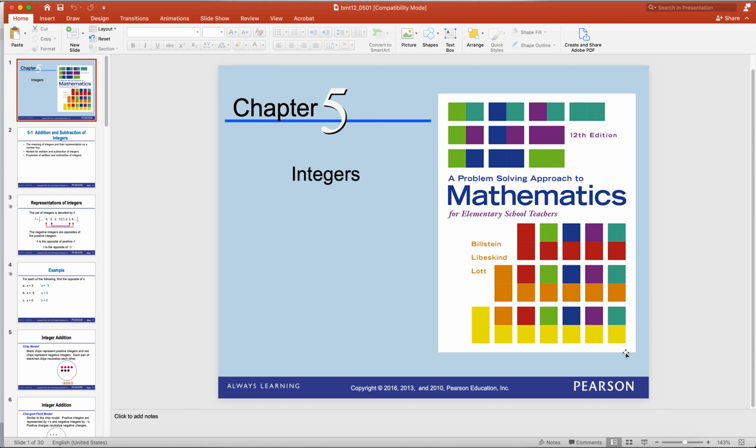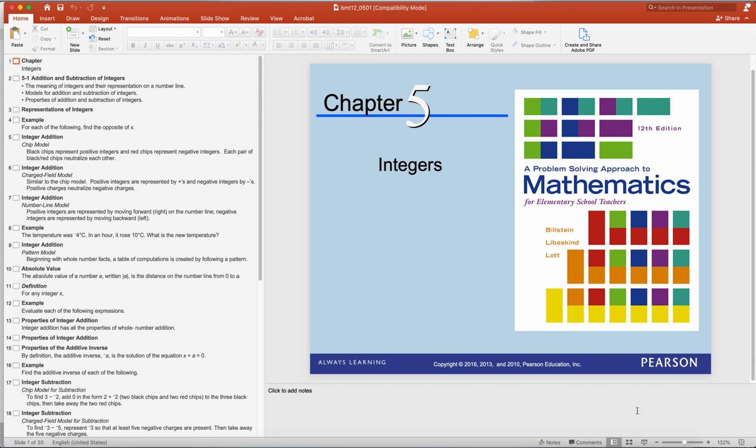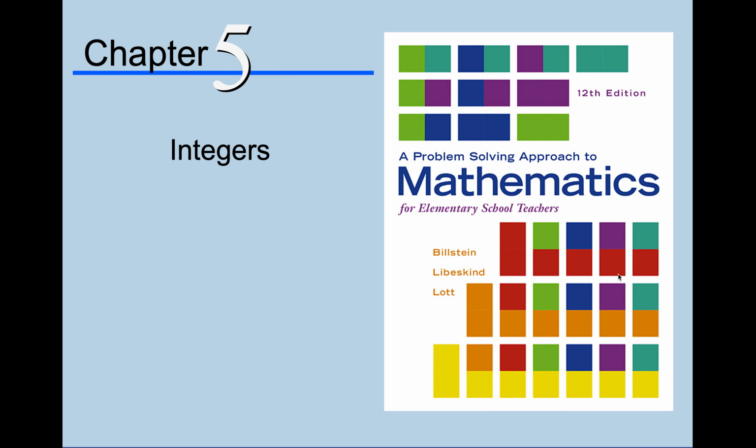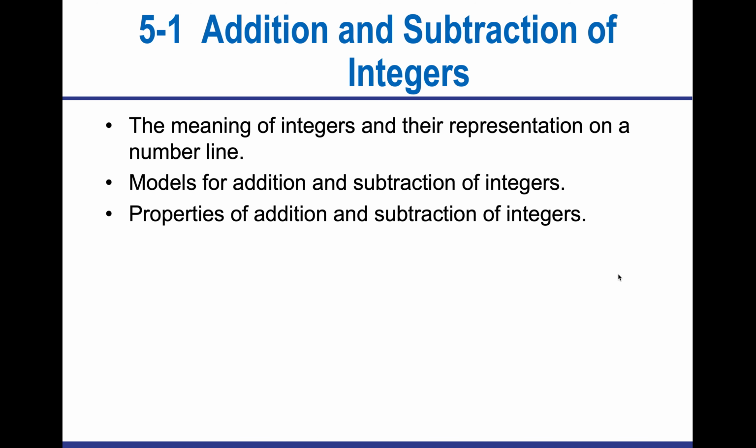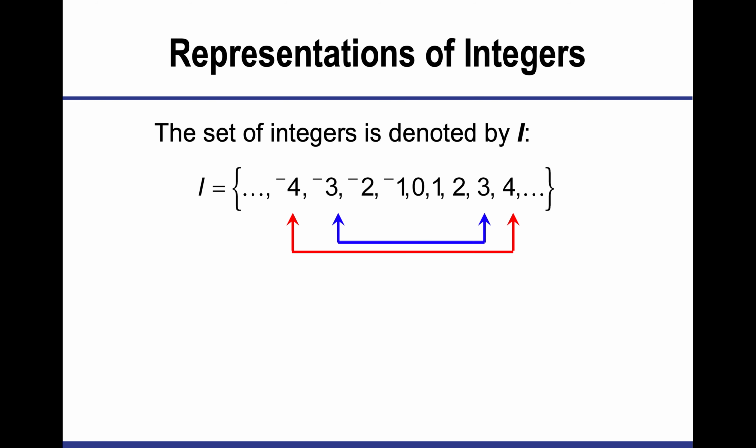We're going to take a look at Chapter 5, which is focusing on the concept of integers. We're going to look at the meaning of an integer and how they're represented in the number line. And then we're going to look at a few different models for adding and subtracting numbers, as well as the properties. So a set of integers, we use the capital letter I, typically italicized, to include the set.